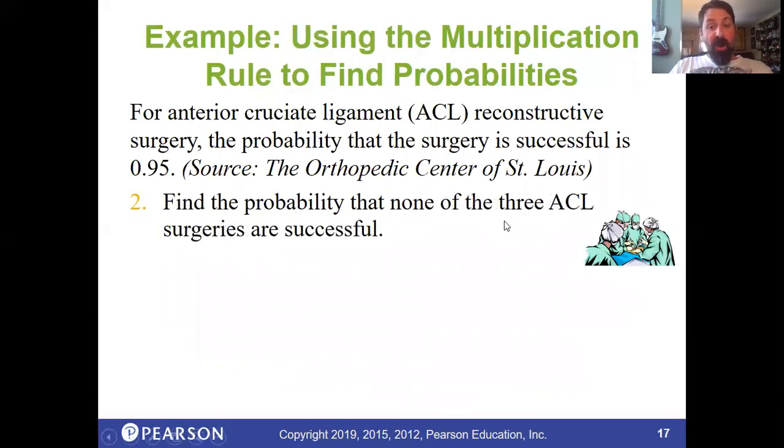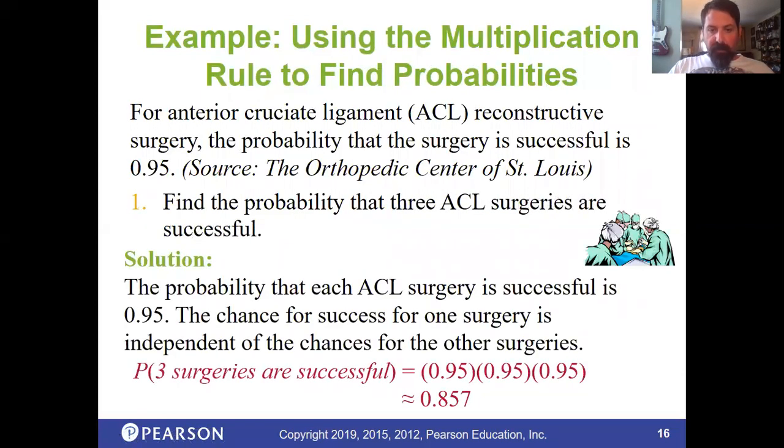What's the probability that none of them are successful? Well, that means the first one can't be successful, the second one cannot be successful, and the third cannot be successful. Now, maybe you're thinking, is this the complement of them all being successful? No. The complement of them all being successful, which we just found here, is not all successful. And not all successful means you have at least 1 failure.